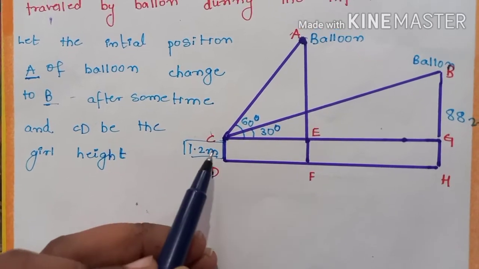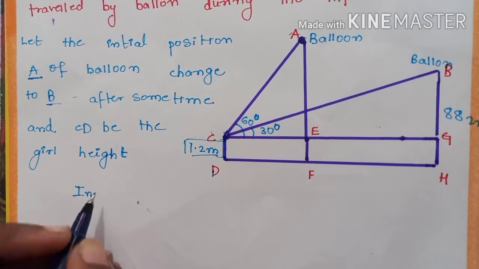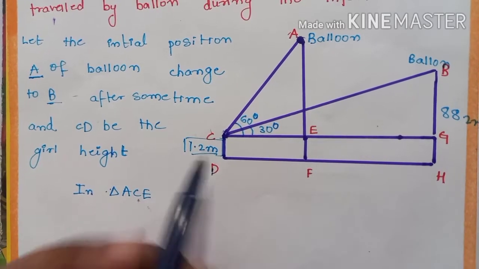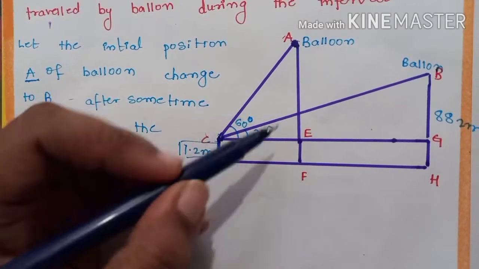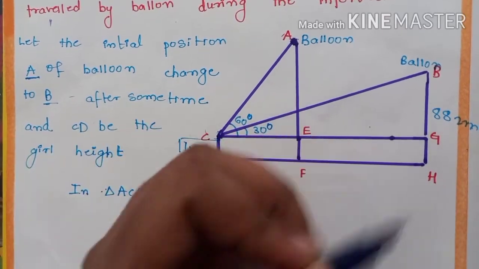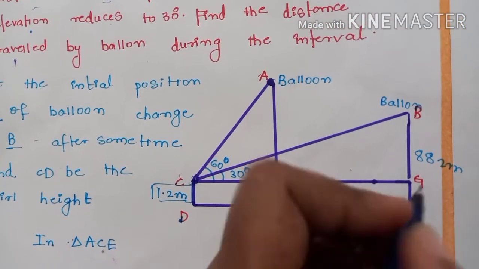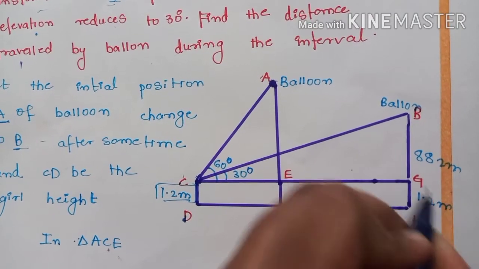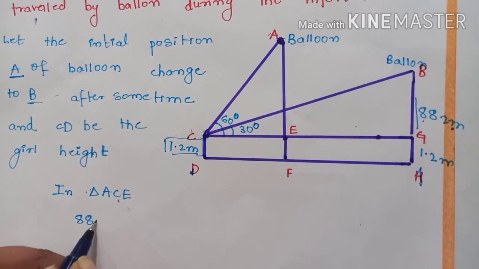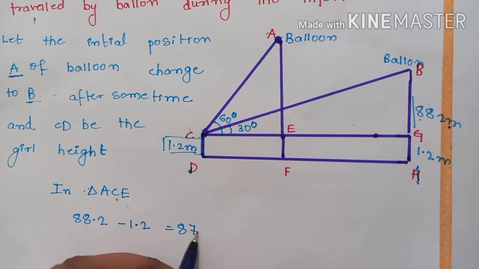Now let us consider the first triangle in the first position, that is triangle BCG. First we have to find the height of BG. How to find the height of BG? Here CD is 1.2 meters, so GH will also be 1.2 meters. Here the complete height is 88.2 meters. So 88.2 minus 1.2 gives us 87 meters.